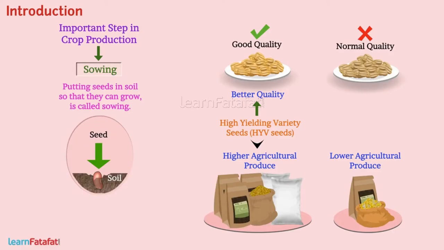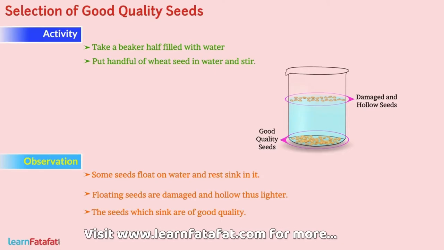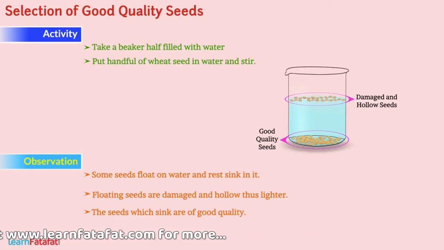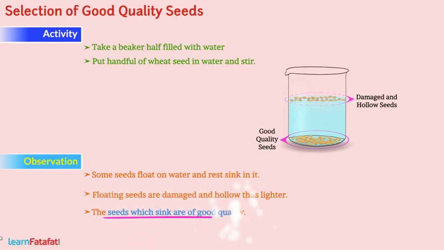Download the app now. How can we select good quality seeds? Let's perform an activity. Selection of good seeds. So, we learned that the seeds which sink in water are of good quality and those which float are of bad quality.